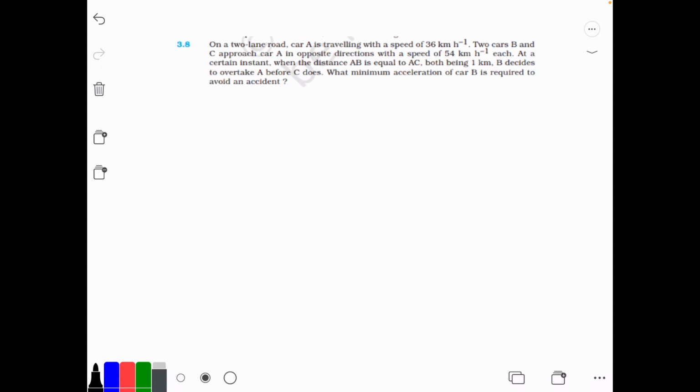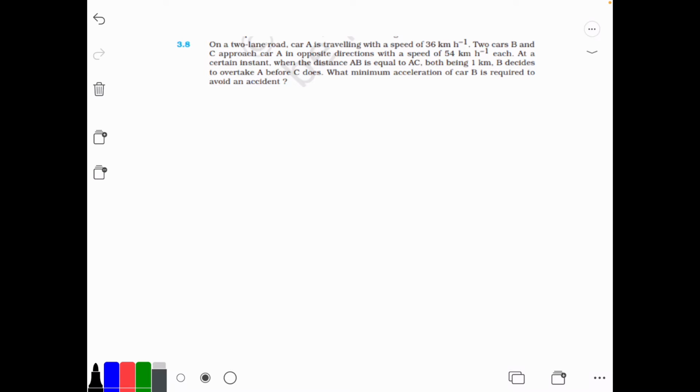ये क्वेश्चन है आपका 11th क्लास का 3.8 नंबर क्वेश्चन है 11th क्लास फिजिक्स पार्ट 1। तो इस क्वेश्चन में क्या दिया हुआ है कि on a two-lane road, car A is traveling with a speed of 36 km per hour, and two cars B and C approach car A in opposite direction with a speed of 54 km per hour each.